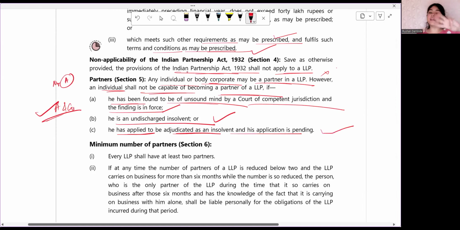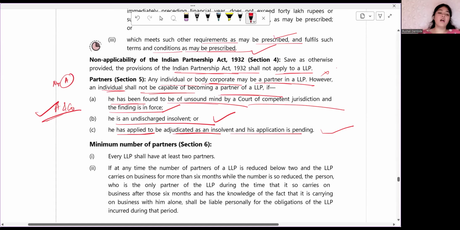Now, 3 cases the individuals cannot apply, where the individual is found to be of unsound mind by the competent court, or if he is an undischarged insolvent. This person is an insolvent and he has not discharged his liability, or if a person is adjudicated as insolvent and his application is pending. If some people have claimed, okay, this man does not have money, this is insolvent, they go and file a complaint, and that complaint is pending, that person also cannot become the partner of LLP.